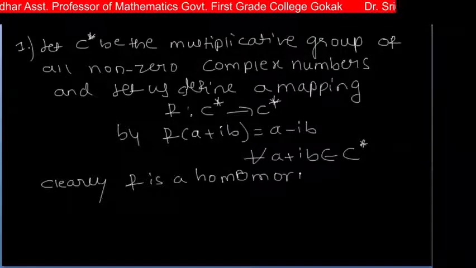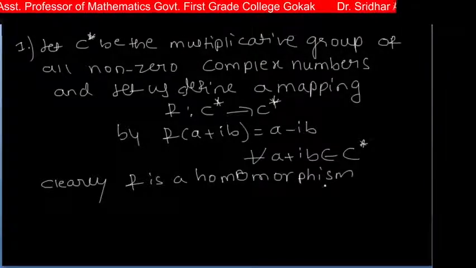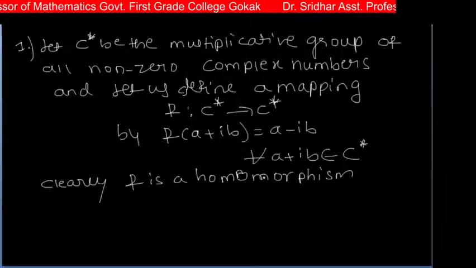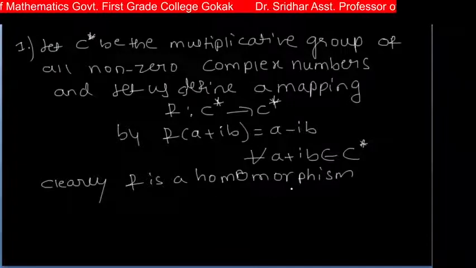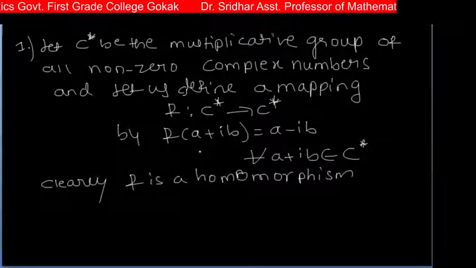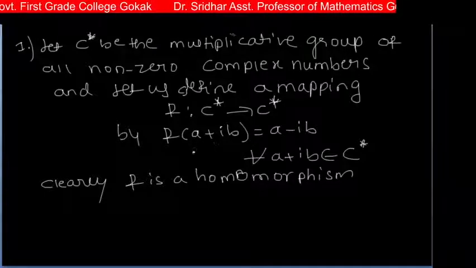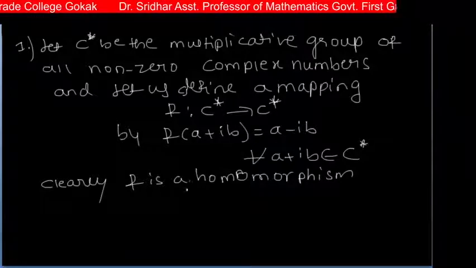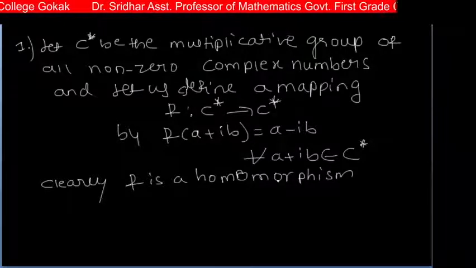F is a homomorphism because we have seen the homomorphism while defining the homomorphism of a group. We have seen a number of examples, and there also you get the example of complex numbers. Complex numbers under the binary operation multiplication form a group, so therefore clearly F is a homomorphism.